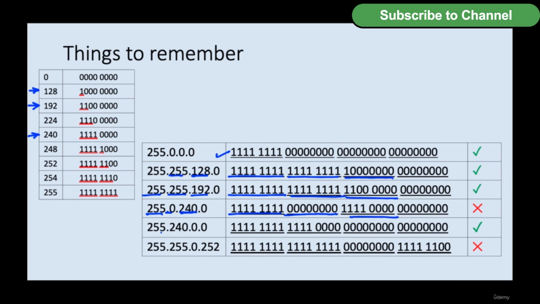255.240.0.0. 255 is converted into 8 binary ones, 240 converted into 4 binary ones, and yes, it is a correct subnet mask. The last example, 255, this is 255, this is 0, and then 252. So it is also incorrect because all ones are not on the left hand side, rather there is a mixing of zeros and ones.